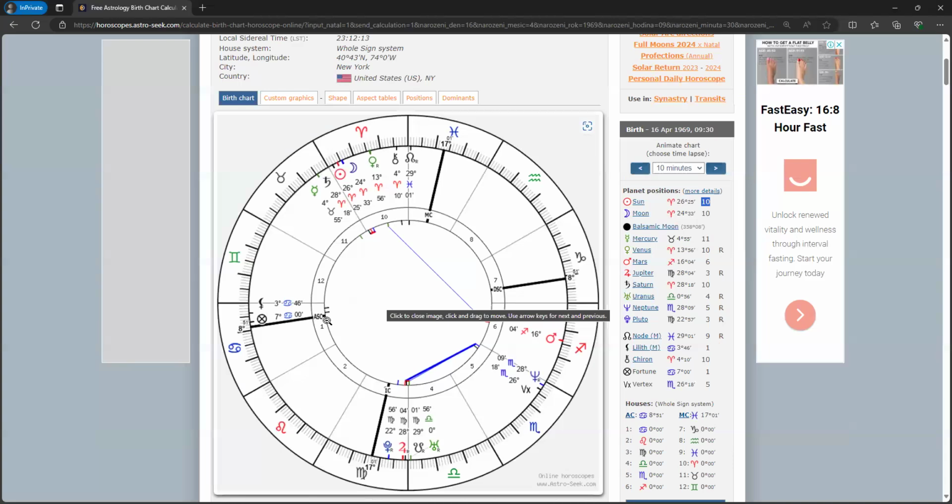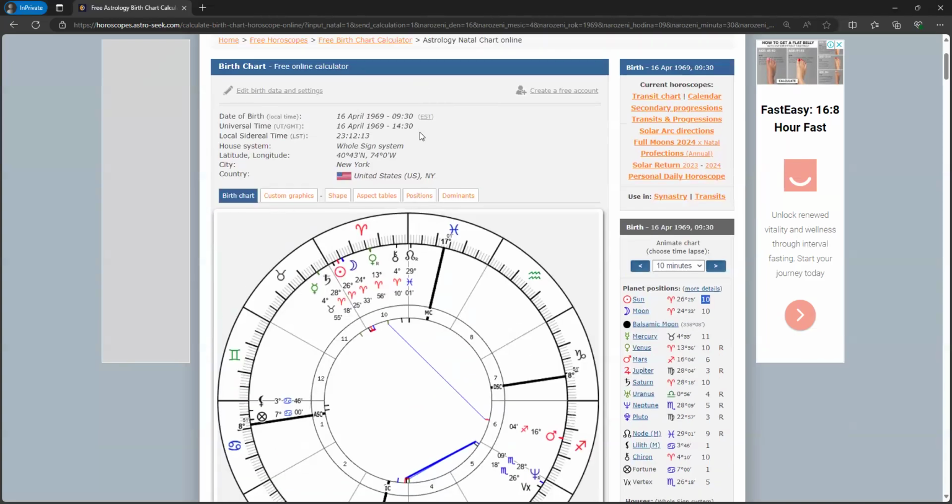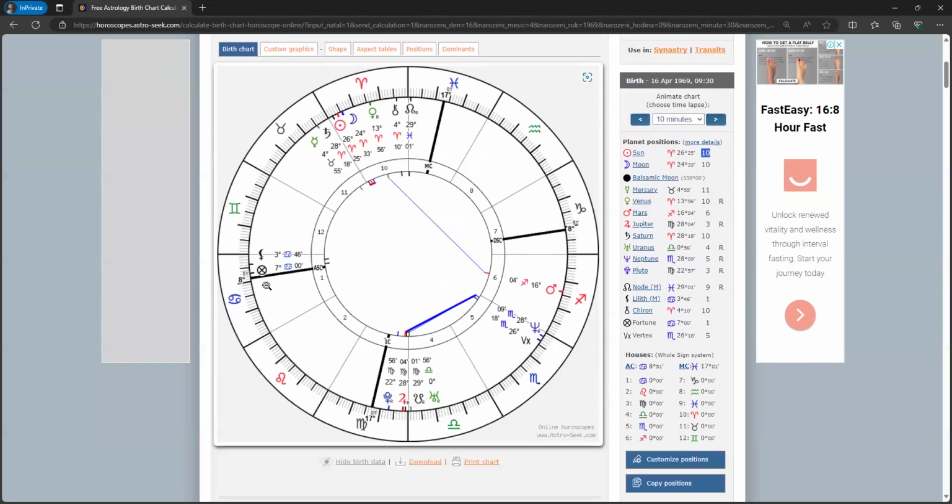So when this person was born at 9:30 a.m., the ascendant sign for them was in the sign of Cancer, and it was at 8 degrees. And so their ascendant, their first house from whole sign perspective is in Cancer. And then the rest of the wheel then is populated.